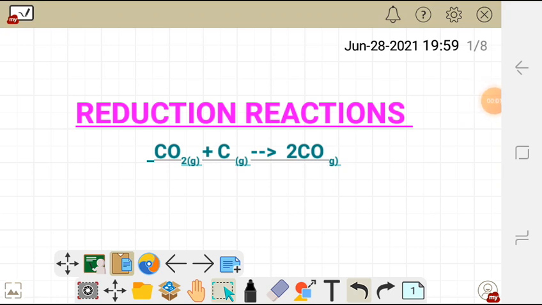In this video, I'm going to explain what reduction reactions are. To start with, we're going to define what reduction reactions are.